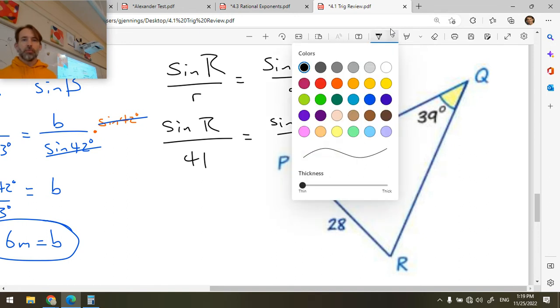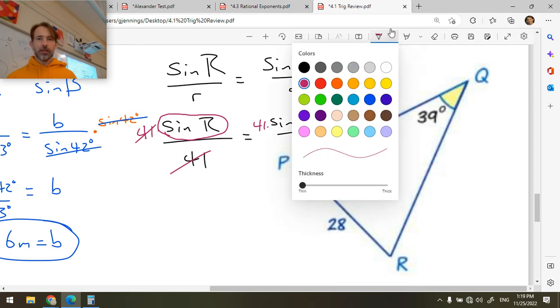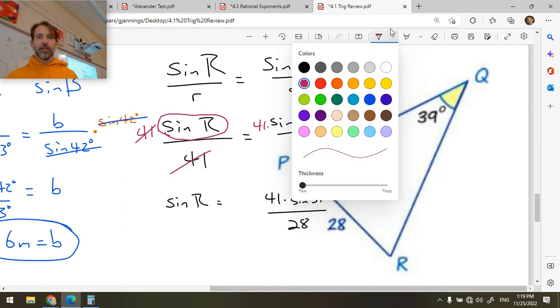We have one and only one inverse operation we need, so the inverse operation pen makes one appearance in this problem. We're going to multiply both sides by 41. When I do that, the 41 cancels the 41 and has isolated sine R. And there is still one inverse operation: taking the inverse sine of both sides. I could write it out. Sine R is equal to 41 multiplied by sine 39 degrees over 28, and then you take the inverse sine of both sides.